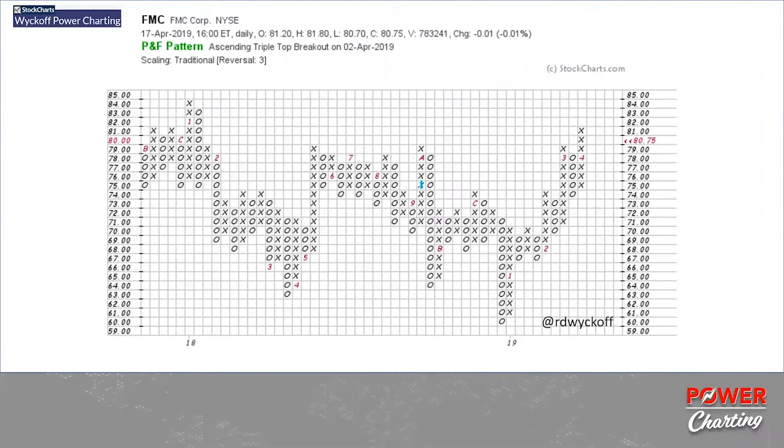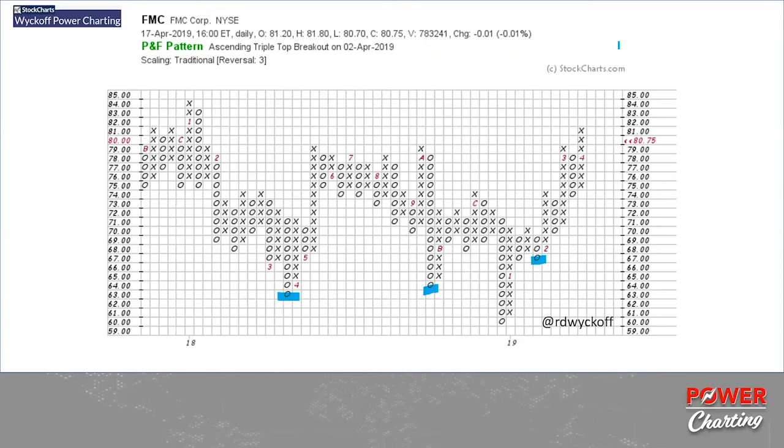Okay, so to conclude our studies, we are going to have a discussion on some point and figure charts. Let's start by looking at FMC Corp, which is a chemical company. What I like to do is look at the point and figure charts first.